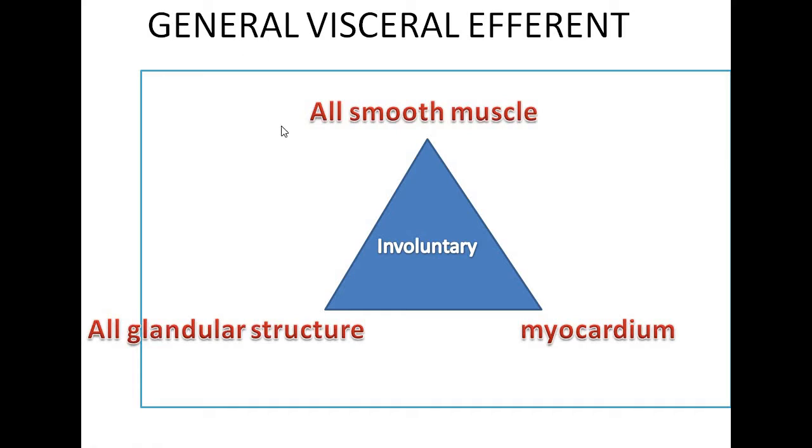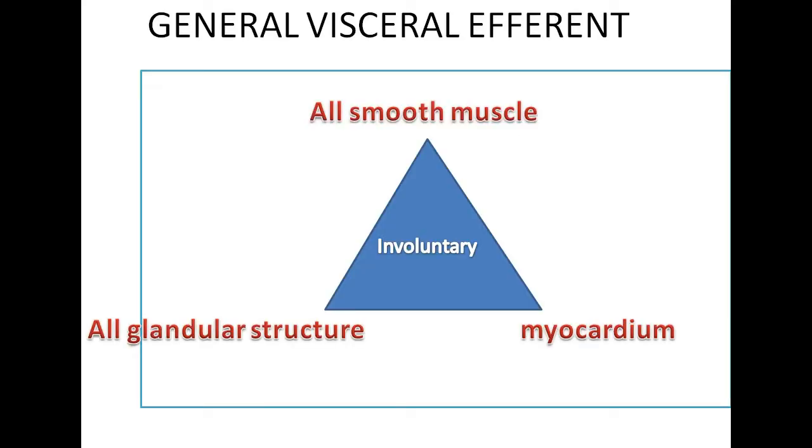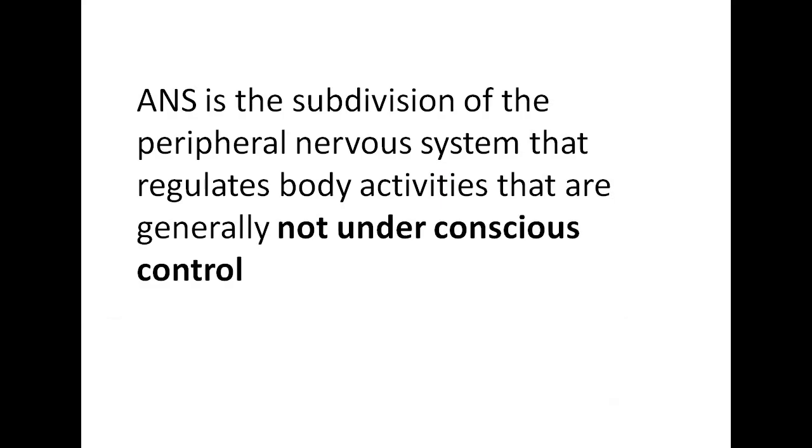So the autonomic nervous system controls or regulates all the smooth muscle activity, all the glandular structures, the myocardium, that is the heart. Or we can say that it is controlling the involuntary activities of the body, right? So what is the autonomic nervous system? It is the subdivision of the peripheral nervous system that regulates the body activities which are not under our conscious control. That is, all the involuntary actions are regulated by the autonomic nervous system, and it is the efferent pathway, right? It is the efferent pathway.